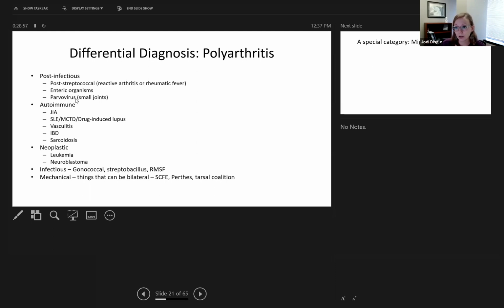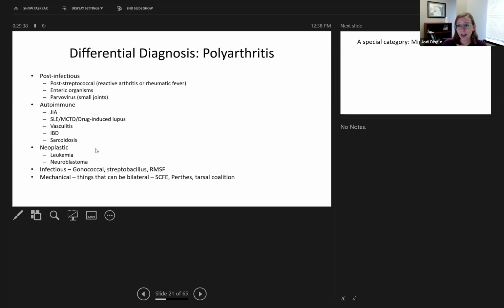Next, of course, are your autoimmune causes of polyarthritis. So polyarticular JIA, lupus, mixed connective tissue disease, and drug-induced lupus can all have polyarticular arthritis. Vasculitis can give you arthritis. Inflammatory bowel disease can give you arthritis. And sarcoidosis, both the childhood onset sarcoidosis and the adult type sarcoidosis that can start in childhood. Neoplastic causes are possible as well. Leukemia and neuroblastoma can both give a polyarthritis.